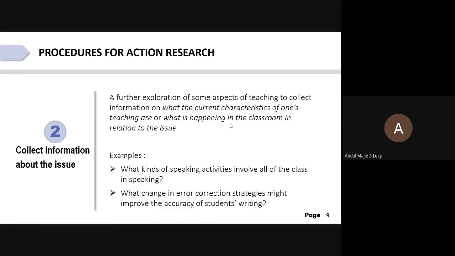For example, what kind of speaking activities involve the whole class in speaking activity? Of course, because if we conduct speaking activities that don't involve all the students, then of course some of our students will be passive in our classroom. Or the other example is what change in error correction strategies might improve the accuracy of students' writing.